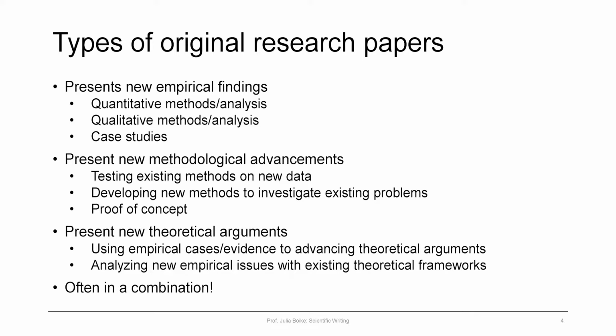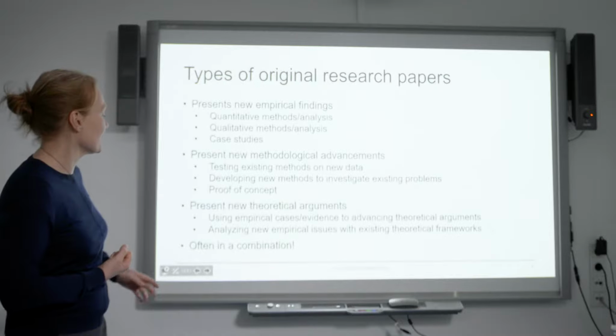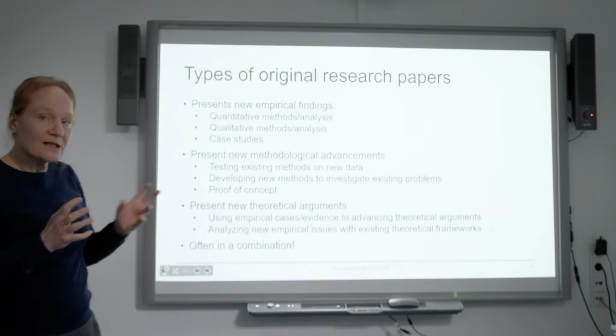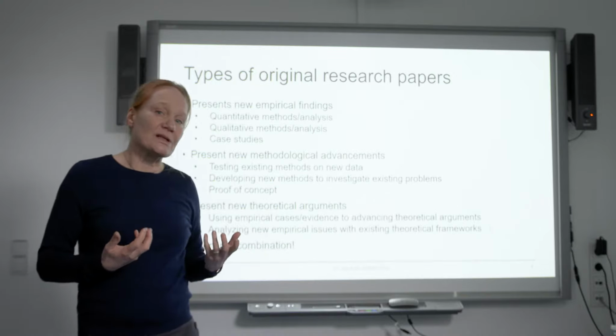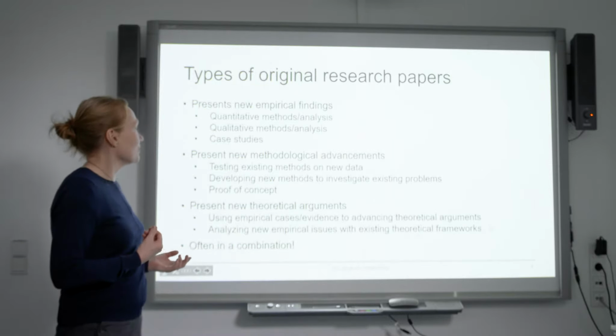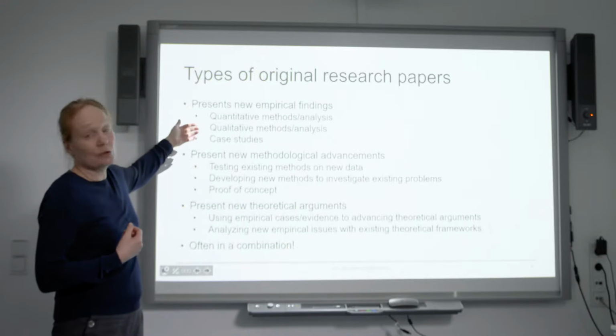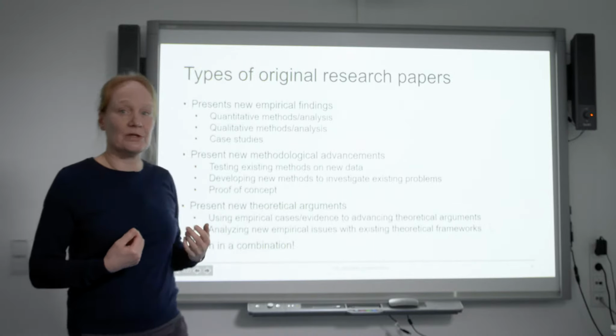Then the third type of original research paper can present new theoretical arguments. You use empirical case evidence to advance theoretical arguments, or you analyze new empirical issues with existing theoretical frameworks. And since this is often not only one single subject, you can also use these in combination. For example, we have a new probe that we use in a new case study. This is also typical for my research.